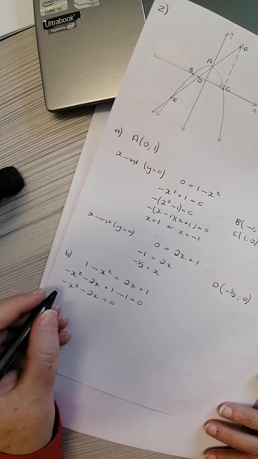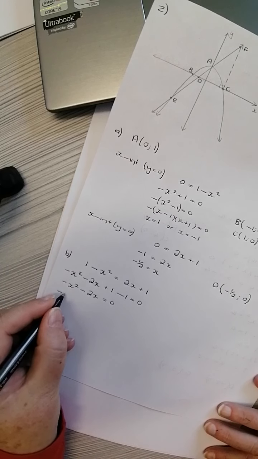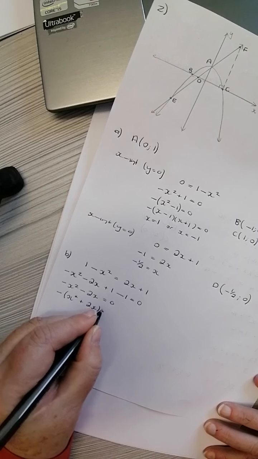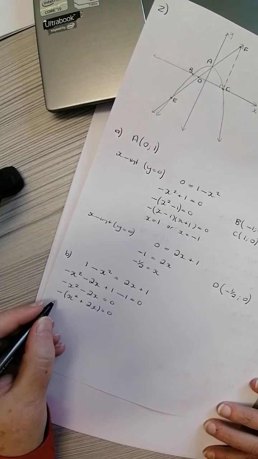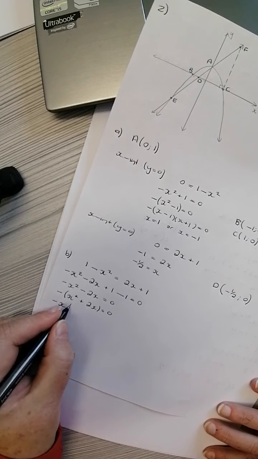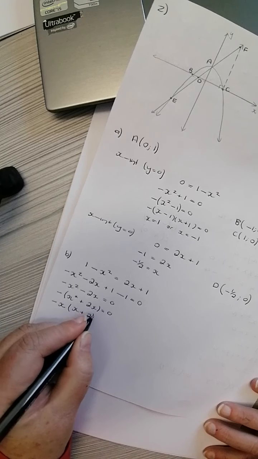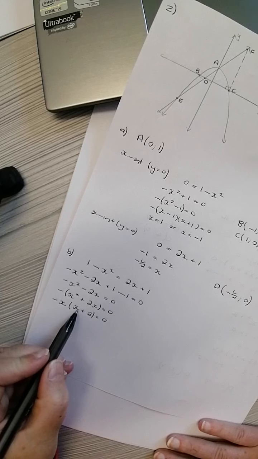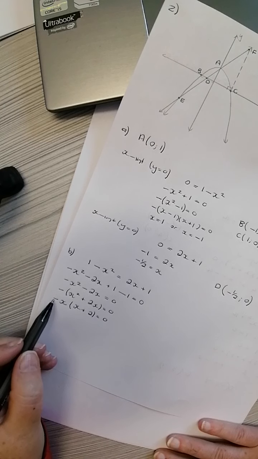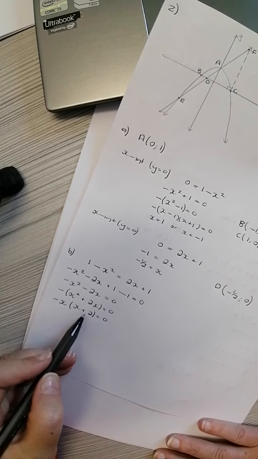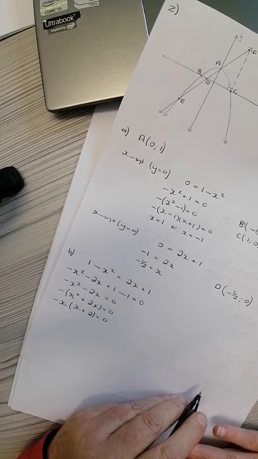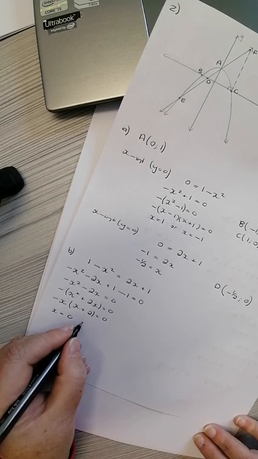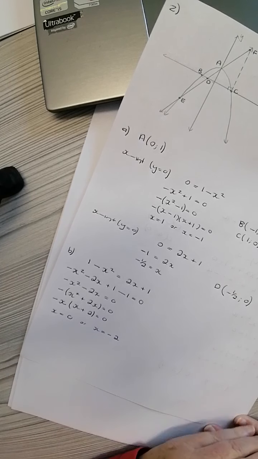Okay, then I can take out a minus. Then I'm left with x squared plus 2x. Actually, take out the minus x. Then I'm left with x plus 2 equal 0. Check that. Minus x times x is x squared. Going back there, minus times a plus is a minus, and 2 times x is 2x. Okay. So in this case, I have x equal to 0 or x equals minus 2.